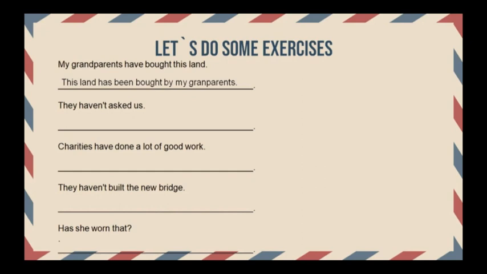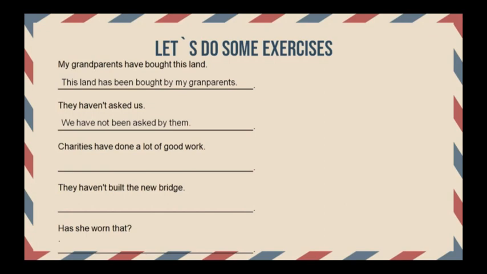Next one, they haven't asked us. Okay, they haven't asked us. So this is a negative form of present perfect. Us is an object, haven't asked is the negative form of present perfect, and they is the subject. So the passive voice is: we have not been asked by them. Okay, they is a subject pronoun in an active sentence, and them is an object pronoun in the passive sentence.